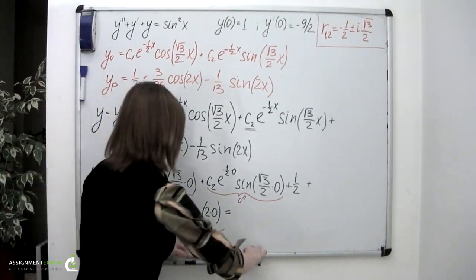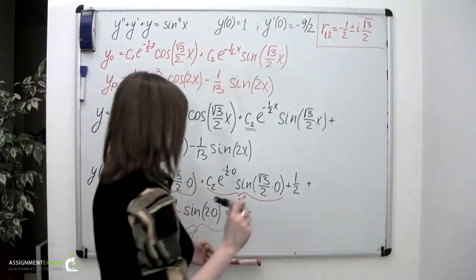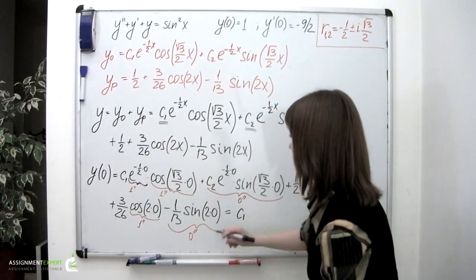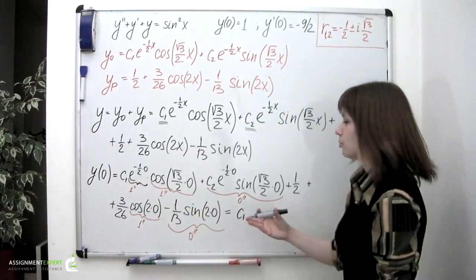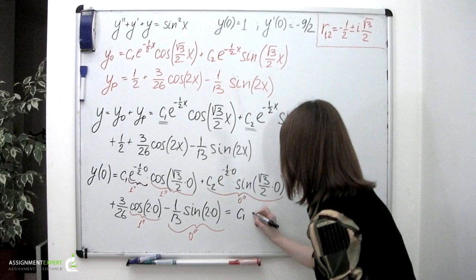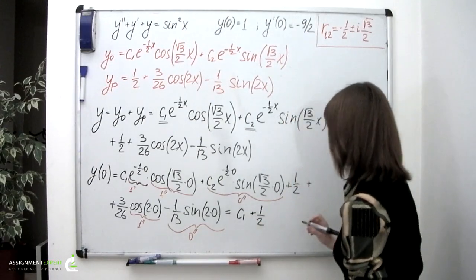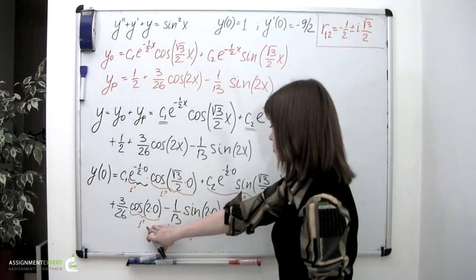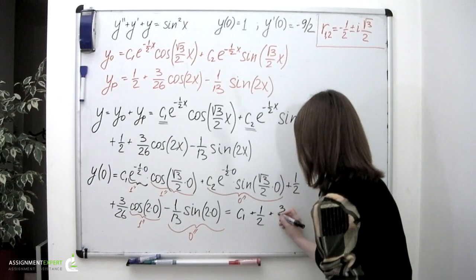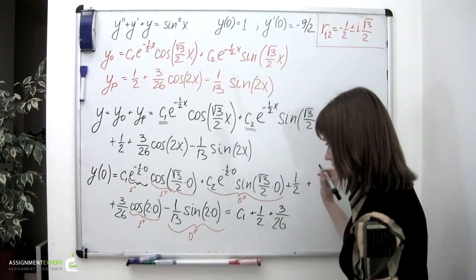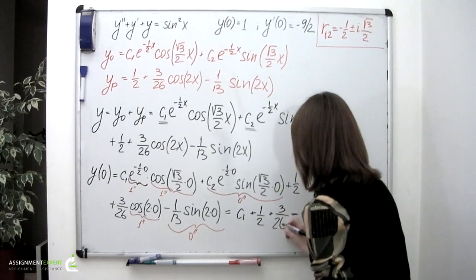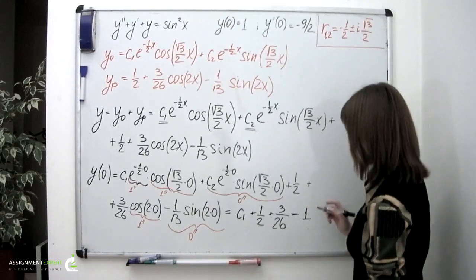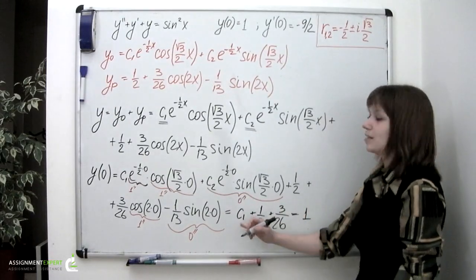Now let's see what's left. And what we have is C1 times 1 times 1 equals simply C1. This equals 0, then we have 1/2. Then we have 3 over 26 times 1, which is 3/26. And that's it. And according to the statement, this whole thing is equal to 1. And so we obtain an equation which we can solve for C1 and obtain this constant.